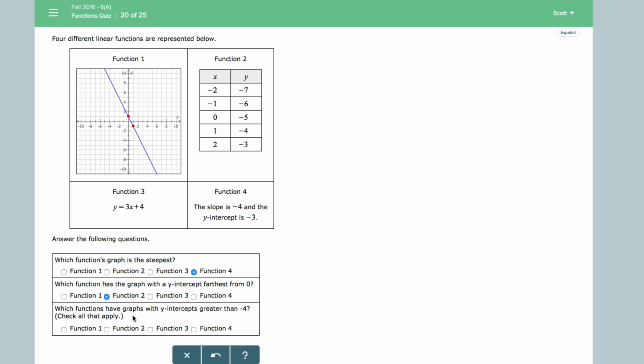Which functions have graphs with y-intercepts greater than -4? So what numbers are greater than -4? We have -4. Which ones are greater than? Well, that's -3, -2, -1, 0, 1, 2. Anything greater than -4 on a number line, right? So there's one greater than -4. That's not greater than -4. There's one that's greater than -4. So we have function 1 and function 3. And the y-intercept is -3, which is also greater than -4. So function 1, 3, and 4.